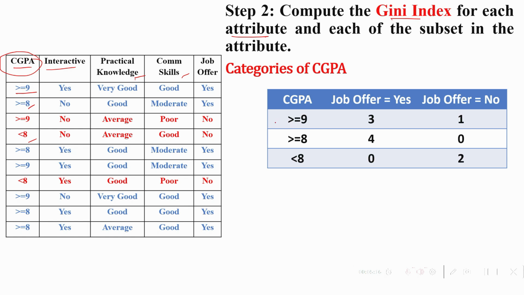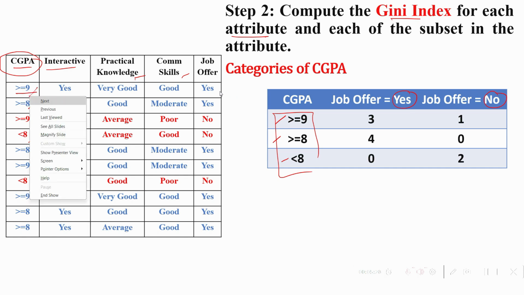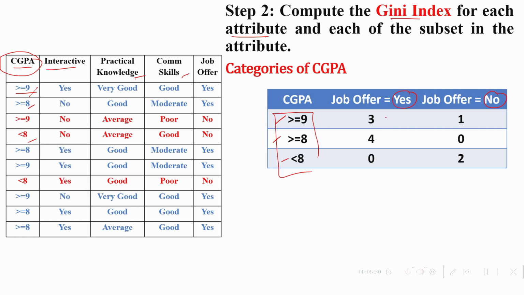Okay, greater than or equal to 9, greater than or equal to 8, and less than 8. And here we also have the corresponding job offers, yes or no. For greater than or equal to 9, we find 3 yes and 1 no. And for greater than or equal to 8, 4 yes and 0 no.